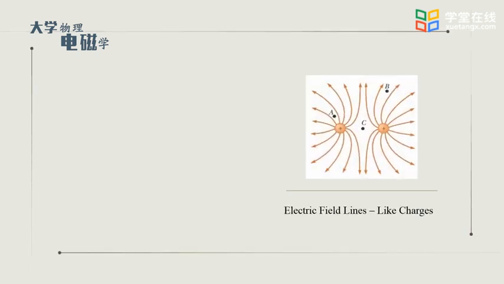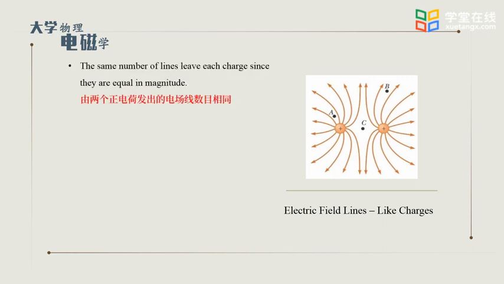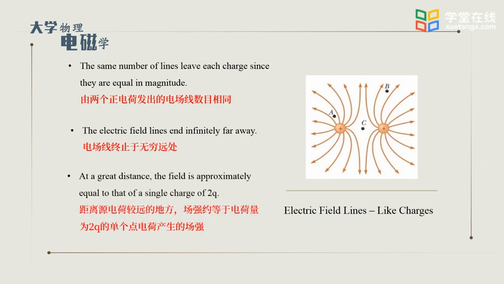Here are the electric field lines for a field of two equal positive point charges. The same number of lines begin at each charge because the charges are equal in magnitude. The electric field lines end infinitely far away since no negative charge is available. In the region very far away from the source charges, the field lines are approximately the same as those of a single point charge with magnitude 2q.